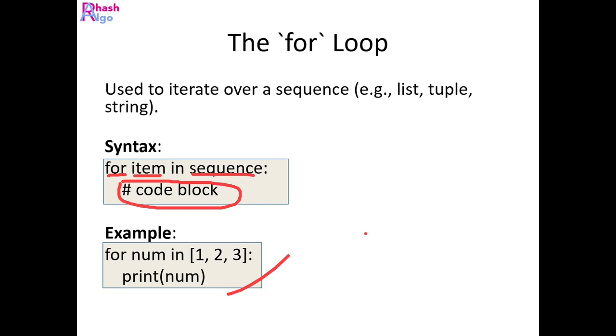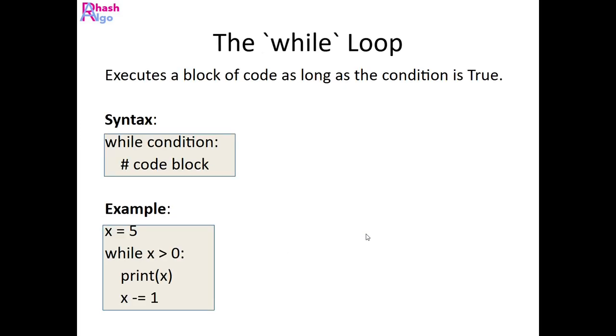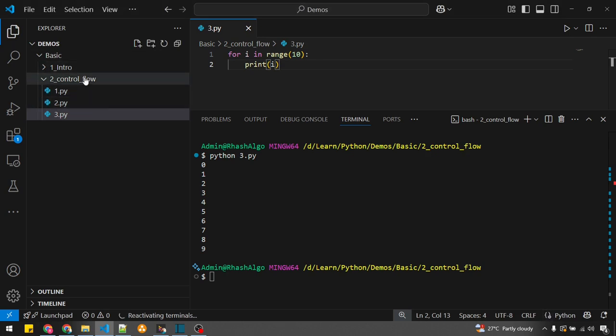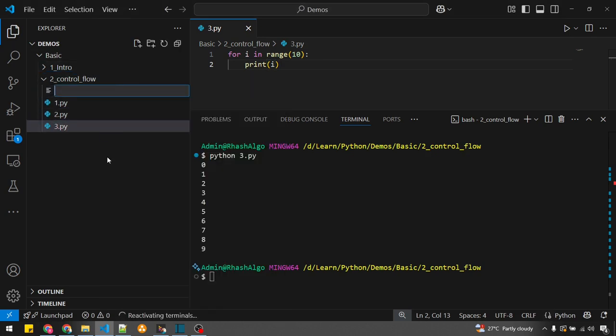Now let's move on to the next slide. This is related to the while loop. Just like the for loop, the while loop starts with the while keyword, and a conditional check will be there, and then a code block which will be executed as long as this while condition is true. Let's write some program for that as well so that you will understand how it executes.